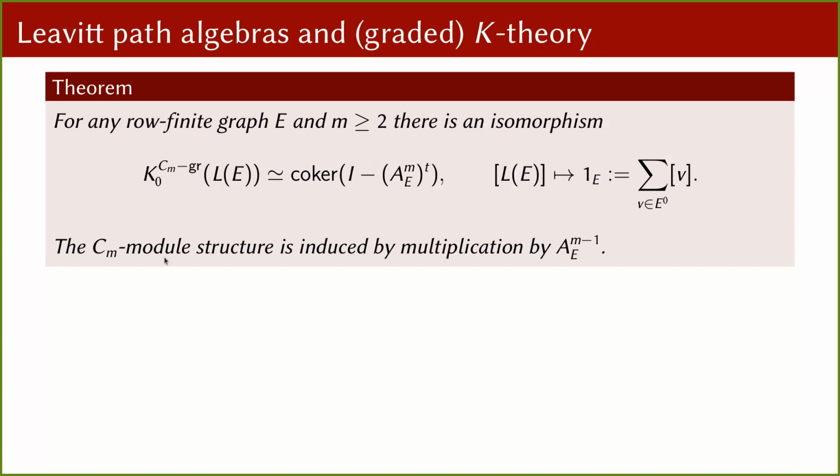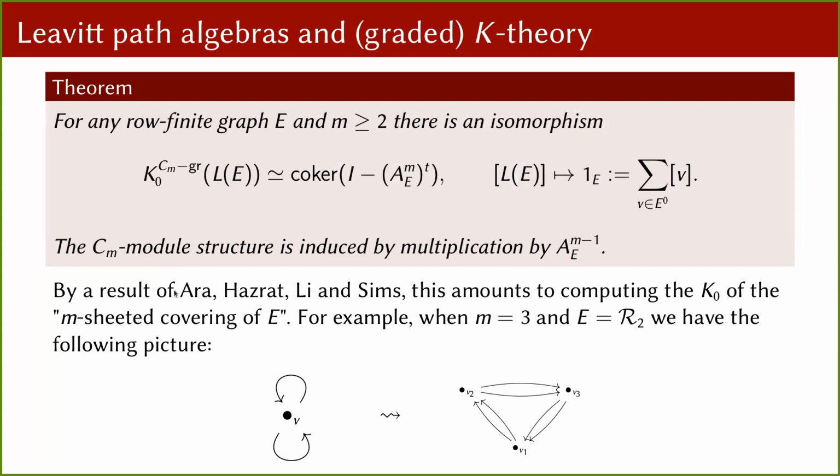And the CM module structure, because these are moreover not only abelian groups, but CM modules, is recovered by multiplication by the m-1 power of the adjacency matrix. And the proof here involves two steps. One is that we know what the ungraded K-theory of LE is, and the other one uses a result of Ara, Hazrat, Li, and Sims, which says that the graded K-theory of LE can be computed as the non-graded K-theory of a Leavitt path algebra of a sort of M-sheeted covering of E.